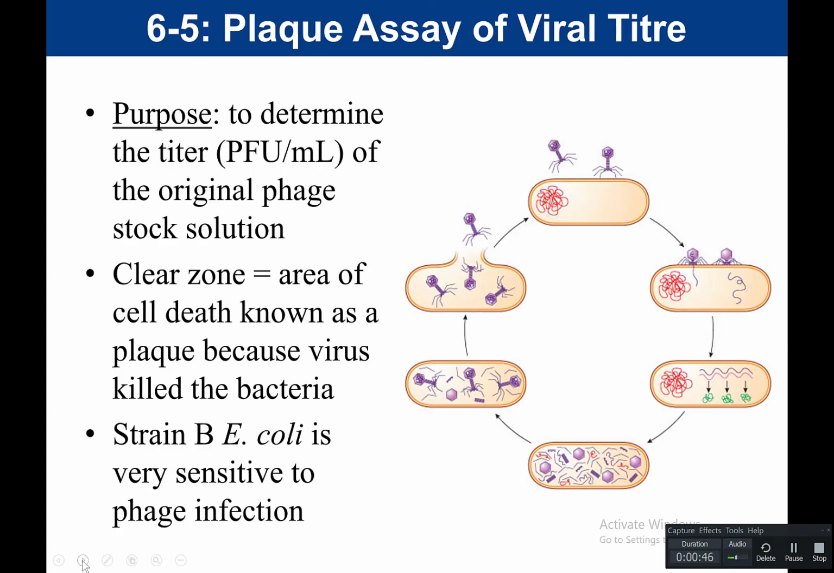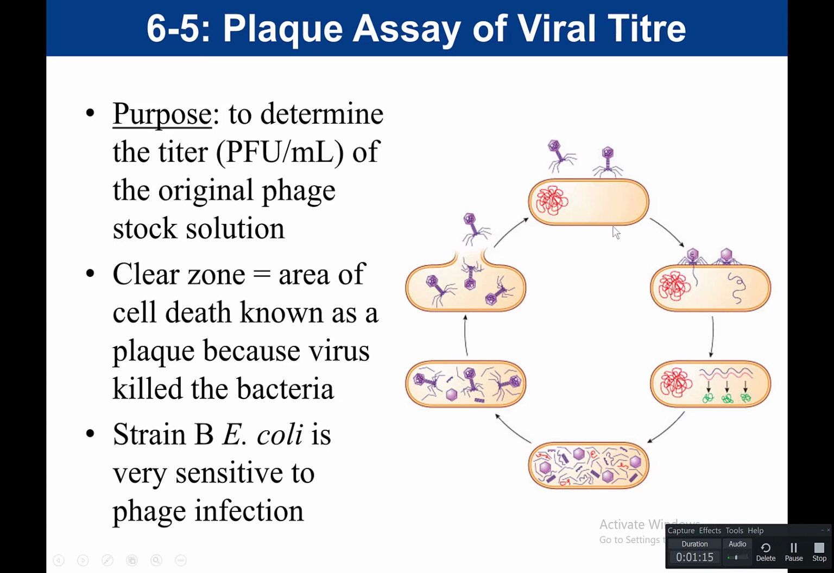And so again, a phage is a type of virus that infects a bacteria. And the way that this works is that we have our bacterial host cell. So here is our bacterial host cell. And in this particular experiment, we're using a specific strain of E. coli called strain B. And this particular strain of E. coli is very sensitive to phage infection, meaning it's more likely to be able to be infected by this phage.